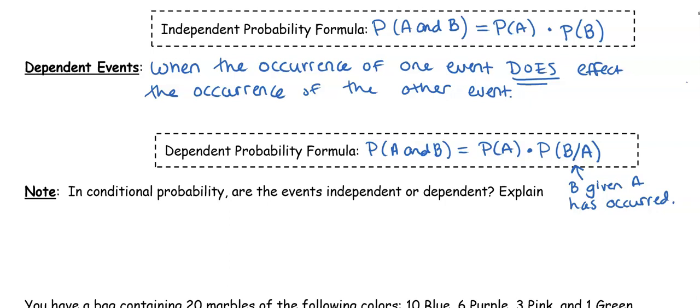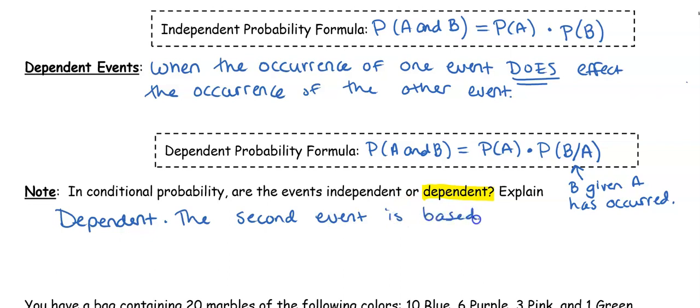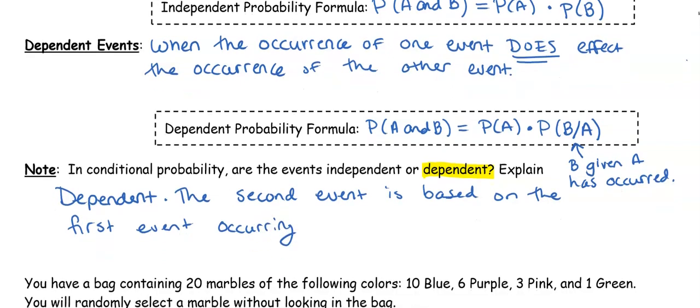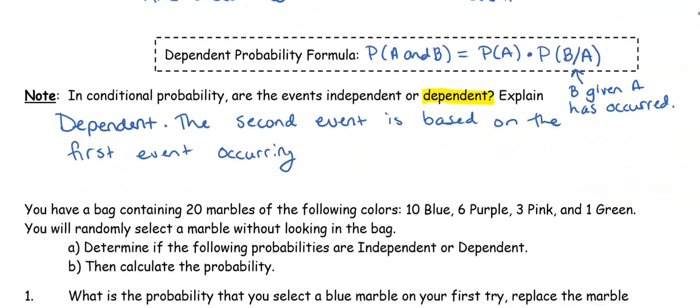So if we think back to our first definition, in conditional probability are the events independent or dependent? They are dependent because the second event is based on the first event happening. Dependent. The second event is based on the first event occurring. So conditional probability is going to have dependent events involved.